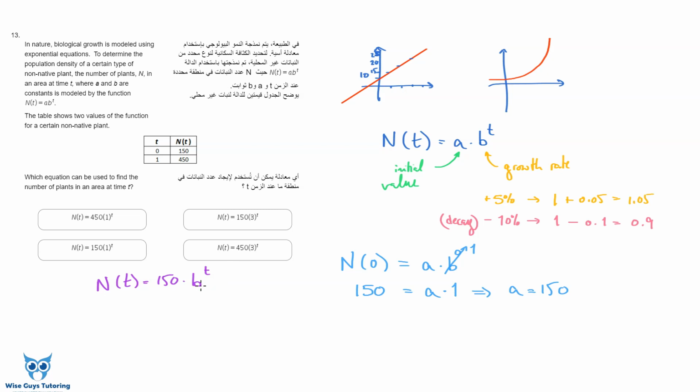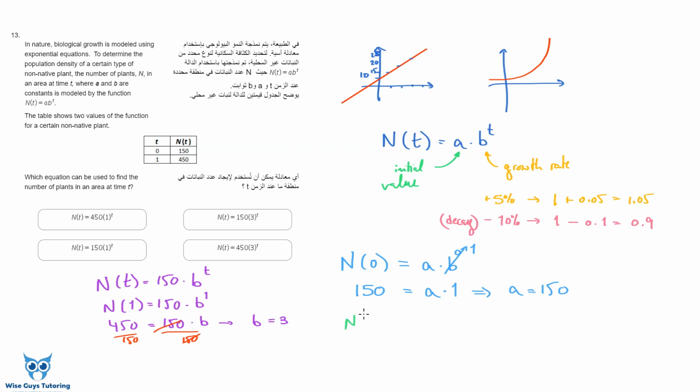Now the problem is I don't know b yet, but that's where the second clue comes in. When t is 1, I know that n is 450. So I'll say that n of 1 is 150 times b to the 1. Right? And I know what n of 1 is. It's 450. They've already told me, right? When t is 1, n is 450. I know this one is 150. And I know that b to the 1, anything to the 1, is just itself, right? And using basic algebra, I'll divide both sides by 150. And I can figure out that b is 3. Sorry, b equals 3.